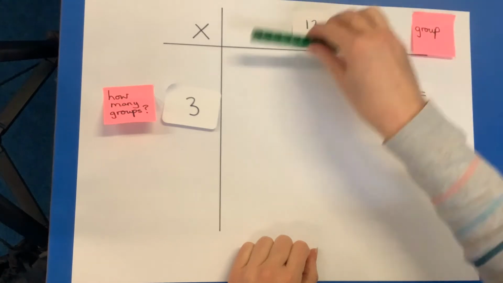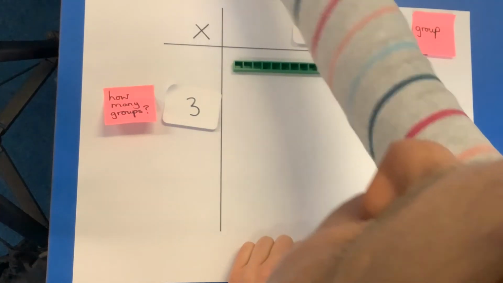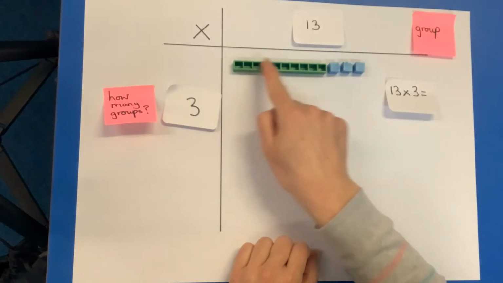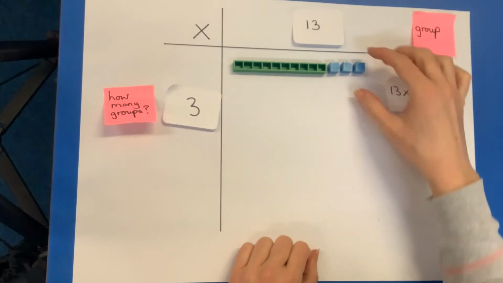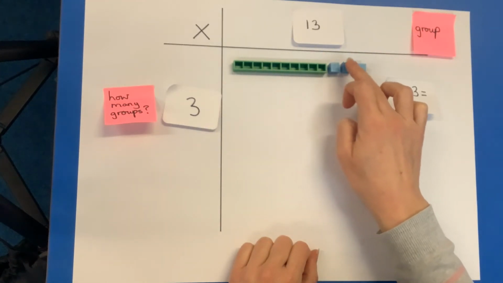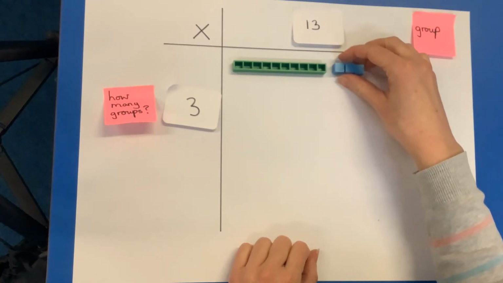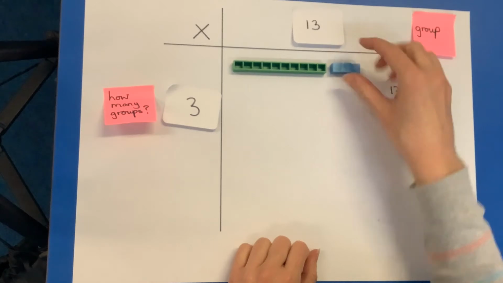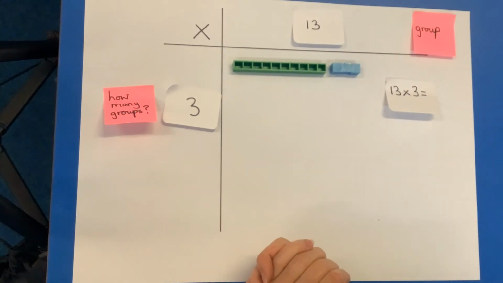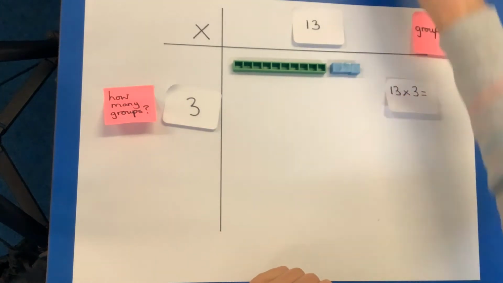So here's my first group of 13. So I've got 10, 11, 12, 13. So I'm using my 10s. Instead of lots and lots of little ones, I'm putting a 10 and then 11, 12, 13. So I've made my 13. I'm going to keep them slightly separate, which will be useful later on. There's the 10, there's the 13. Now, have I solved it? Of course not. I've only got one group so far, and I need 3 groups.